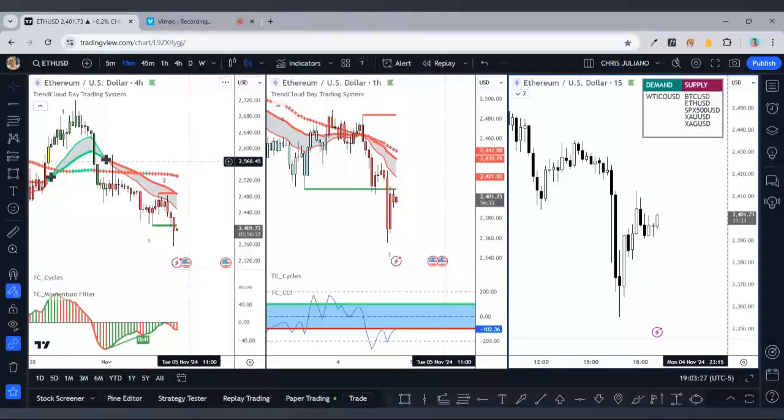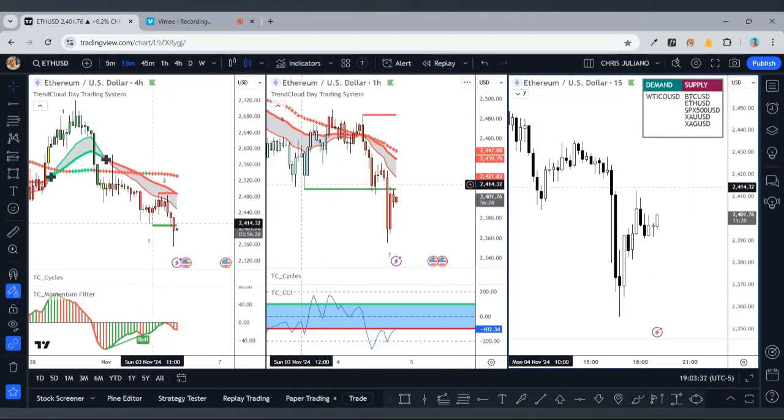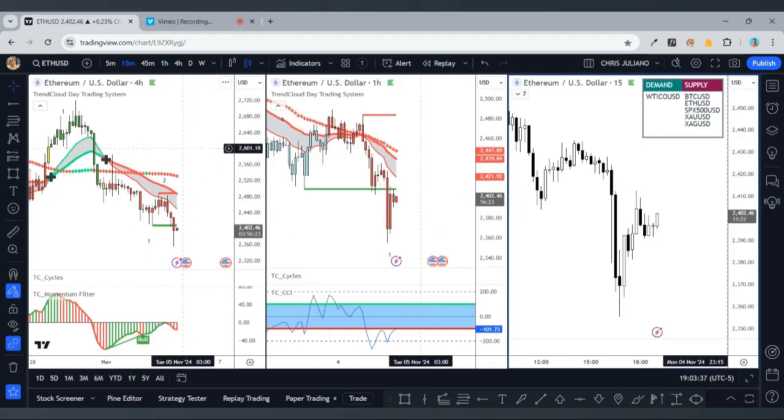So we have a few TrendCloud members right now that are using this exact trade plan and technique to pass their prop trading firm challenge and to get funded. So let's start off with the supply and demand zone scanning system. You can see right here, we've got Bitcoin and Ethereum inside of the scanning system. We've also got SPX. We've got silver and gold as well in there. But we're going to focus on Ethereum. That's the one that we chose to take. And let me show you why.